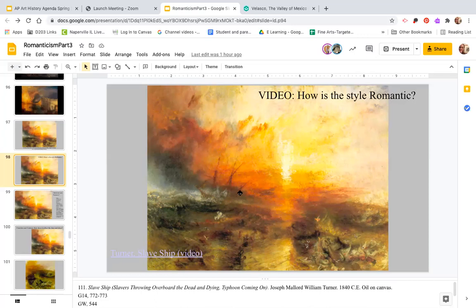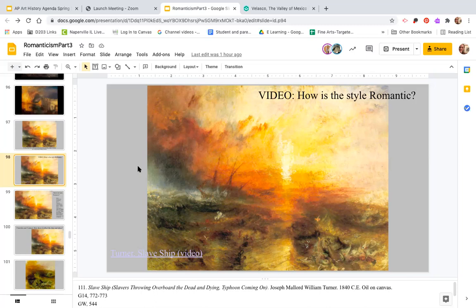So we have really rich color, especially in the sky. So we've got those really luminous yellows and oranges and reds. They're very deep. It doesn't really get grayish until you start to have it merging with the water, right? So you've got that dramatic lighting, you've got the rich color, right? Anyone else see any other characteristics that feel romantic?